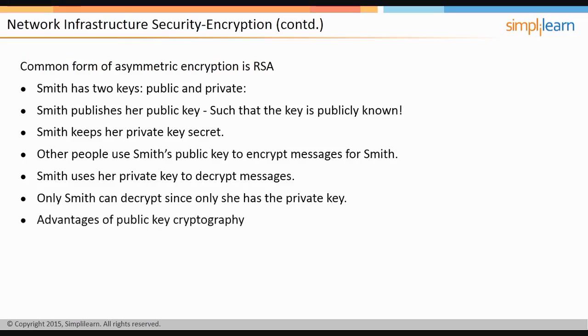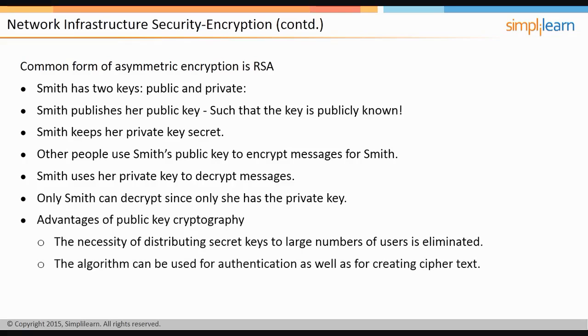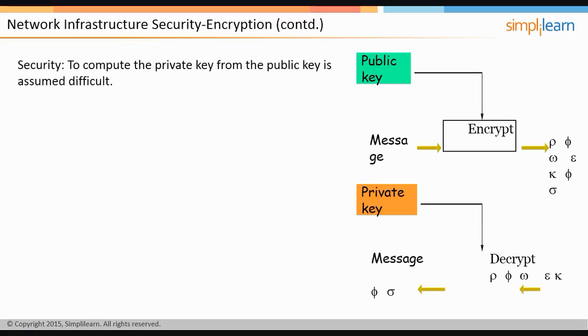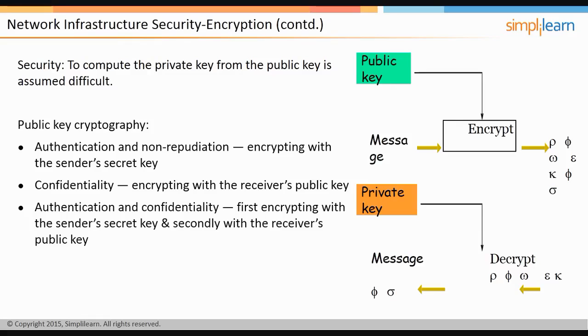Advantages of public key cryptography are: the necessity of distributing secret keys to large numbers of users is eliminated. The algorithm can be used for authentication as well as for creating ciphertext. Computing the private key from the public key is assumed difficult. Public key cryptography ensures authentication and non-repudiation, by encrypting with the sender's secret key. Confidentiality, by encrypting with the receiver's public key. Authentication and confidentiality, by first encrypting with the sender's secret key, and secondly, with the receiver's public key.